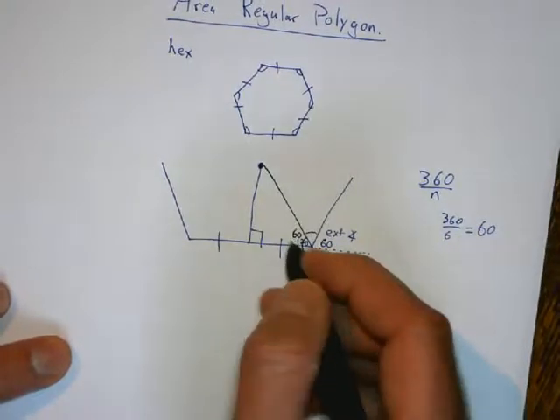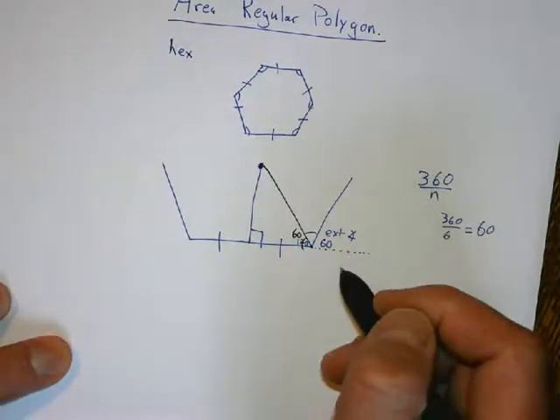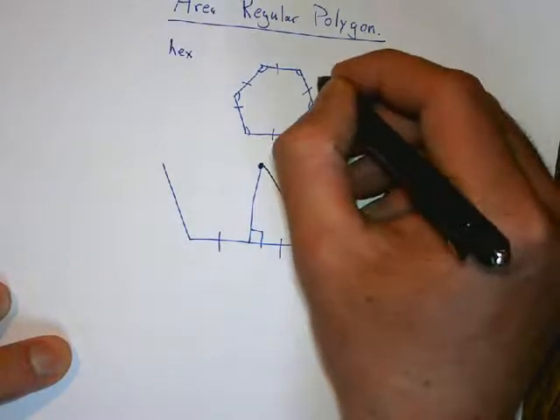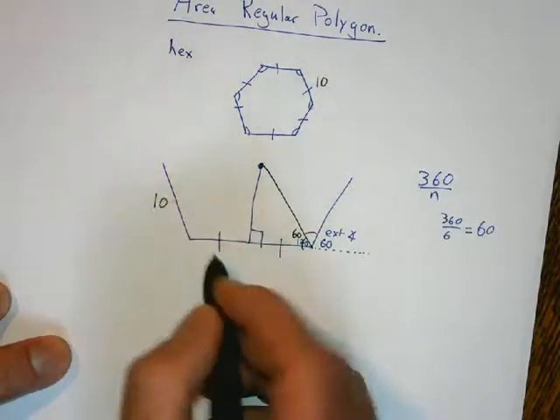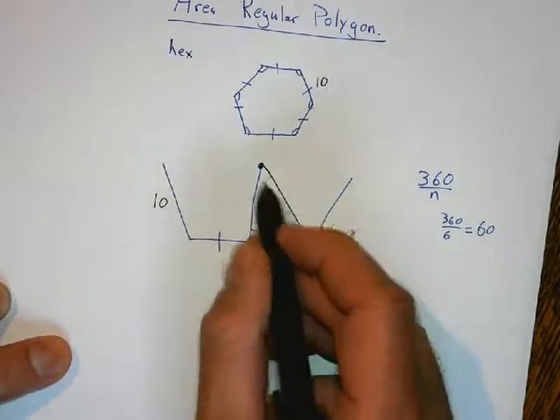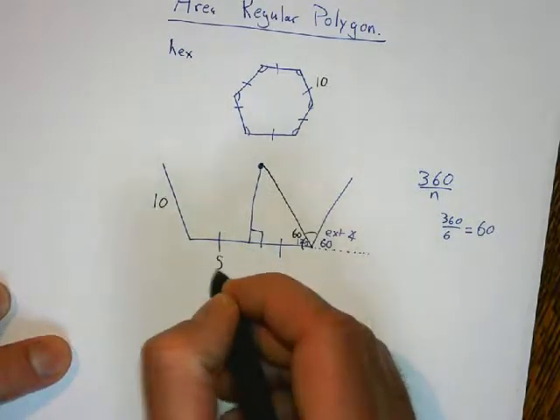Now, I didn't say that we had any side lengths. So let's just make this really easy on ourselves. We'll say our side lengths are 10. So that means this whole side is 10. And if these 2 guys have been bisected because of the apothem, that means each one of these are 5.